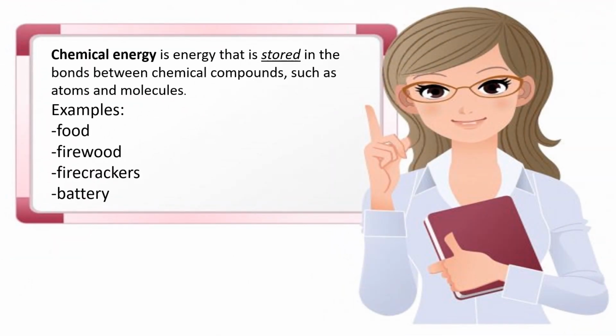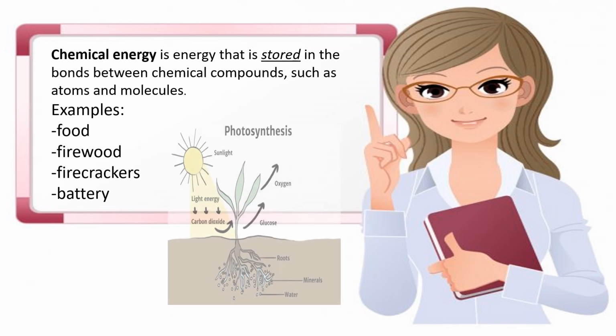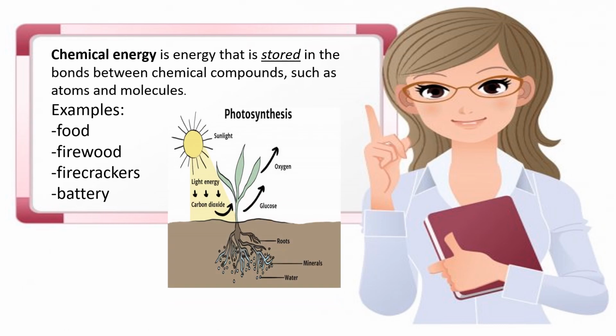So let us talk first about chemical energy. When we say chemical energy, that is stored in the bonds between chemical compounds such as atoms and molecules. What are the examples of objects that has stored energy? We have food, firewood, firecrackers, and battery. Take a look at the illustration here, children.